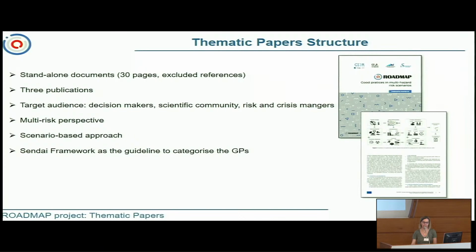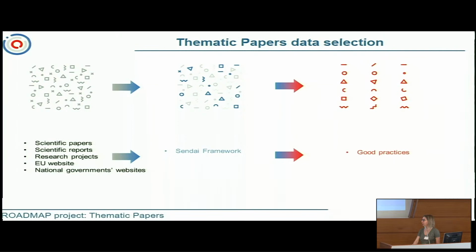And then we tried, as in the bulletins, to embrace this multi-risk perspective, this scenario-based approach, and we chose to follow very much the Sendai framework as our guideline in finding and categorizing the GPs in these three thematic papers. And this is the process that we followed. As you can see, it's quite similar to the process of the bulletins. It has been very much a desk research led by the experts we hired. The Sendai framework, again, was central in this research, both to search for these good practices, but also as methodology. And then the result was, again, to offer good practices.